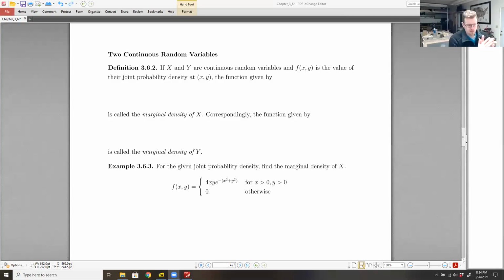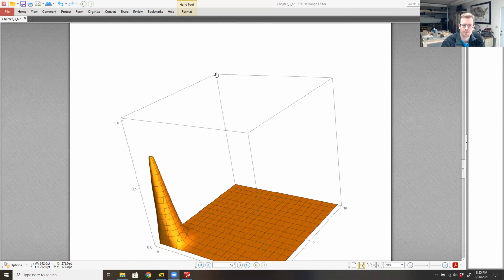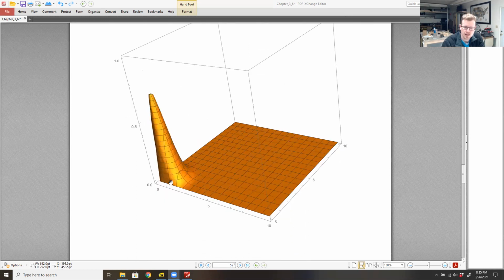We want to continue taking a look at section 3.6, marginal distributions. And in this video, we want to consider two continuous random variables. When it comes to continuous random variables, we don't have that same sort of table that we were looking at. But what we do have is the idea of the visualization. So if we go to the next page here, this is the graph of the function for the example we want to consider.